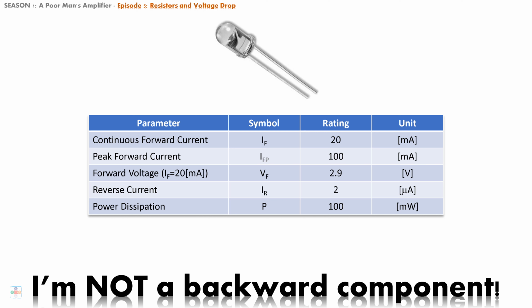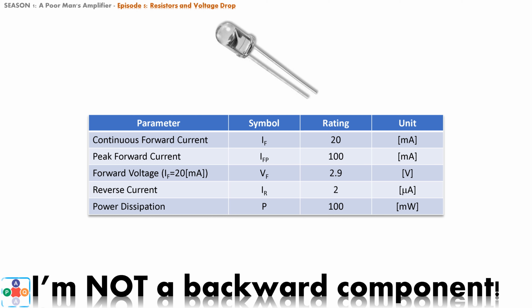The table on the screen lists some of the most common electrical characteristics of an LED diode. Now, let's go over them one by one, and explain the meaning of each one, and how they impact our circuit. First, and the most important parameter for us, is continuous forward current. This parameter tells us the amount of current that is safe to run through an LED diode. Simply put, the LED diode will perform its job when we let 20 milliamperes of current through it.